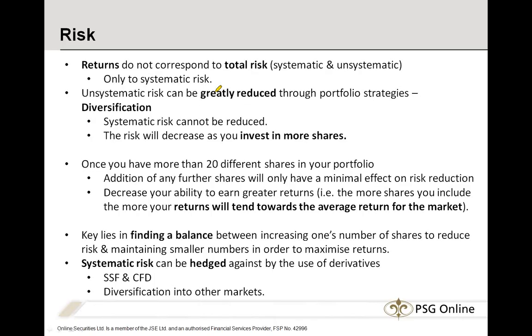So the returns do not really correspond to total risk. When I say total risk, I mean combining the two kinds of risk together. The returns only apply to the individual company or the individual investment. So unsystematic risk can be greatly reduced by using portfolio manager strategies, more specifically diversification. I call it spread.